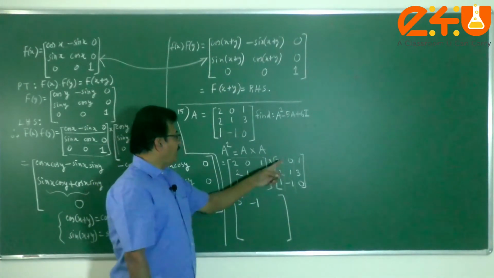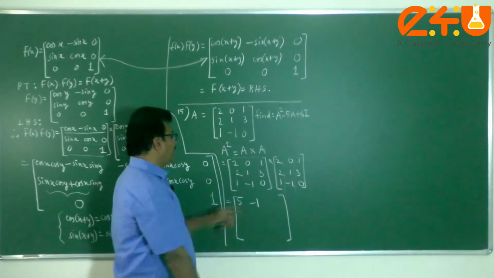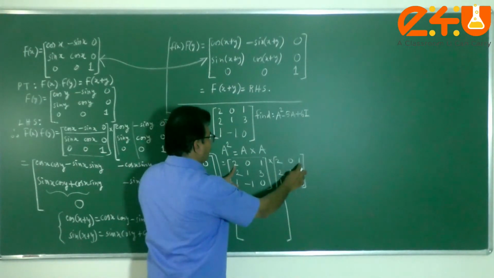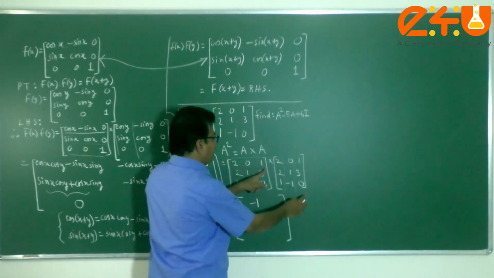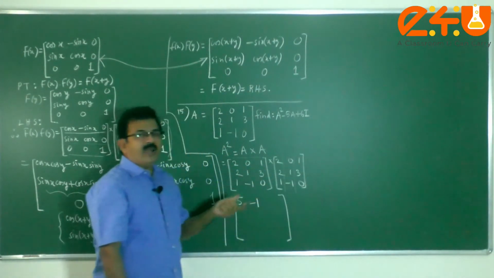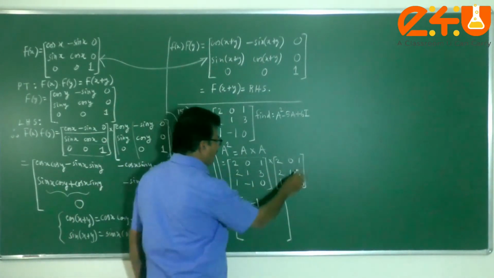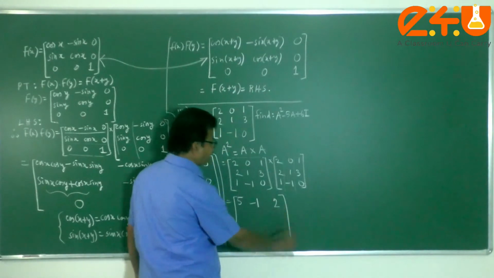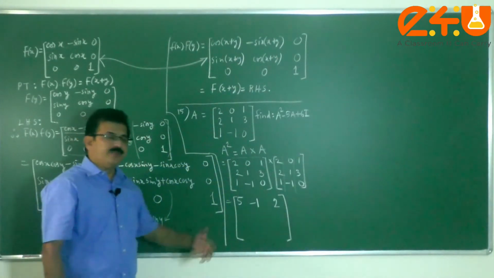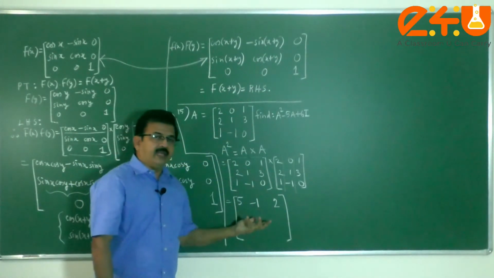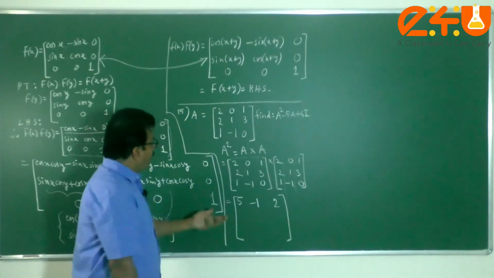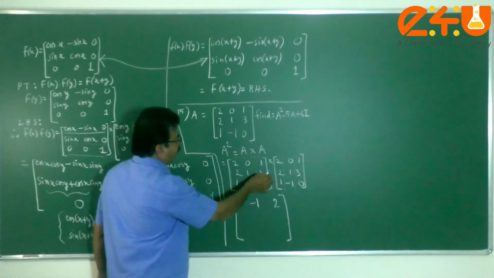When I do the same thing with column 3, what do I get? The pairs are 2 and 1, 0 and 3, 1 and 0. So whenever you get pairing with 0, the result is 0, and only 2 into 1 is left over. That way it becomes easy for you to write the end result. What about the second row?